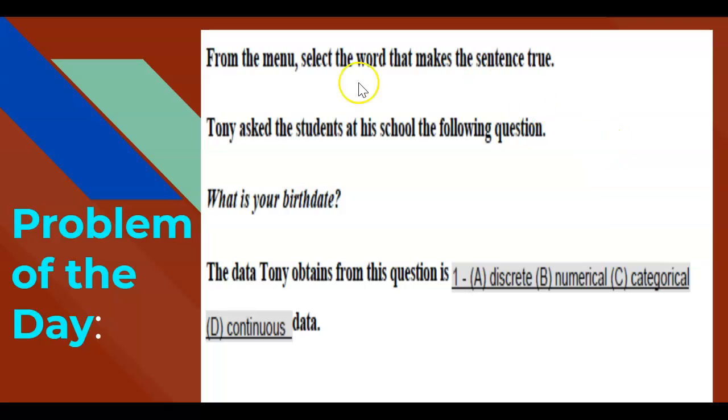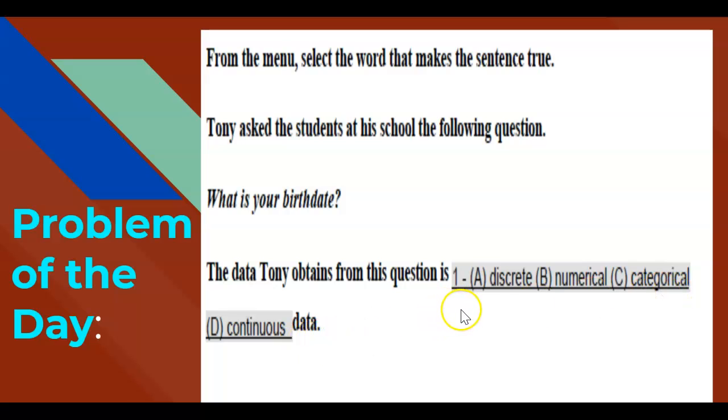So I'm going to read it again. From the menu, select the word that makes the sentence true. Tony asked the students at his school the following question: what is your birth date? The data Tony obtains from that question is which of these? Is it discrete, numerical, categorical, continuous?